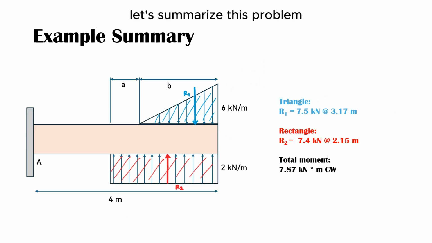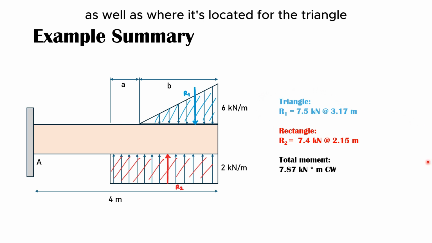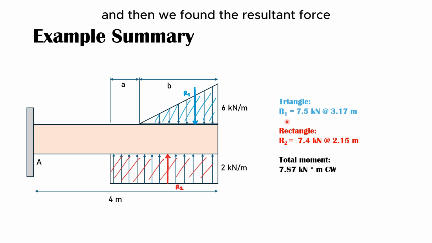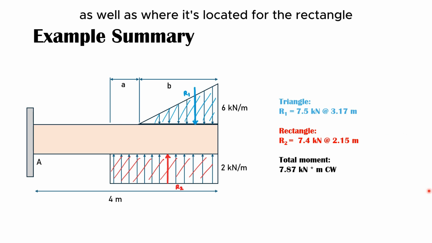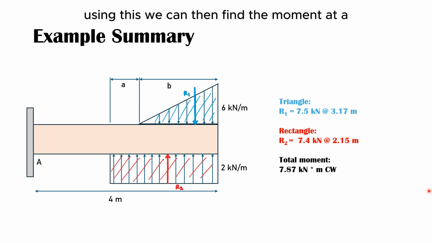Let's summarize this problem. First, we found the resultant force as well as where it's located for the triangle, and then we found the resultant force as well as where it's located for the rectangle. Using this, we can then find the moment at A.